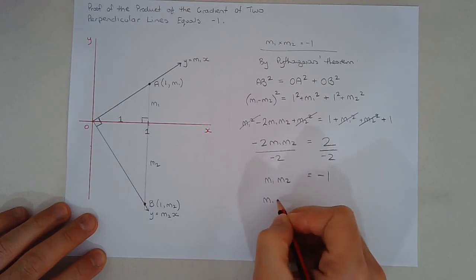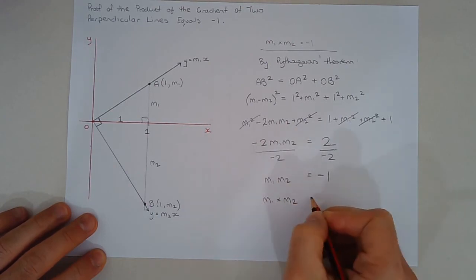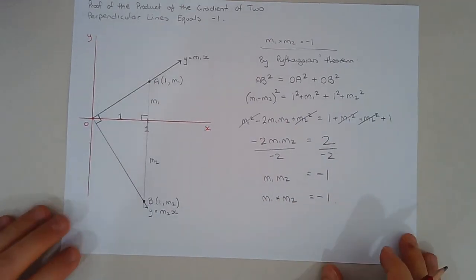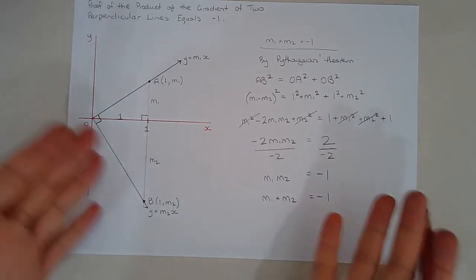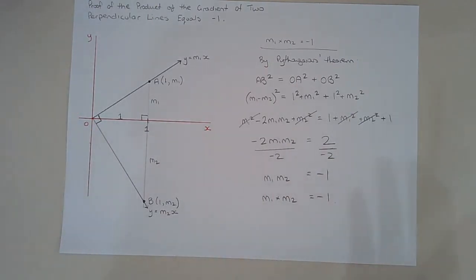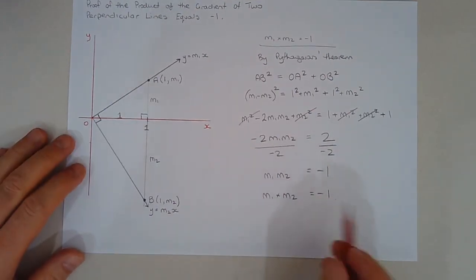So this is what we've seen before. m1 multiplied by m2 is in fact equal to negative 1. That is one proof that the product of the gradients of two perpendicular lines is equal to negative 1.